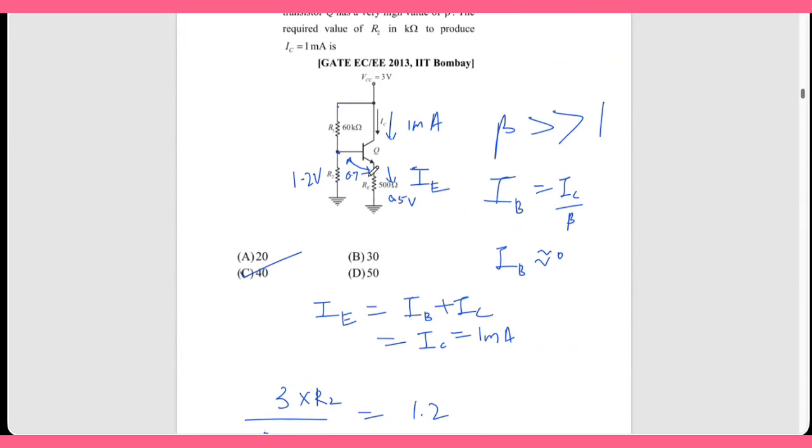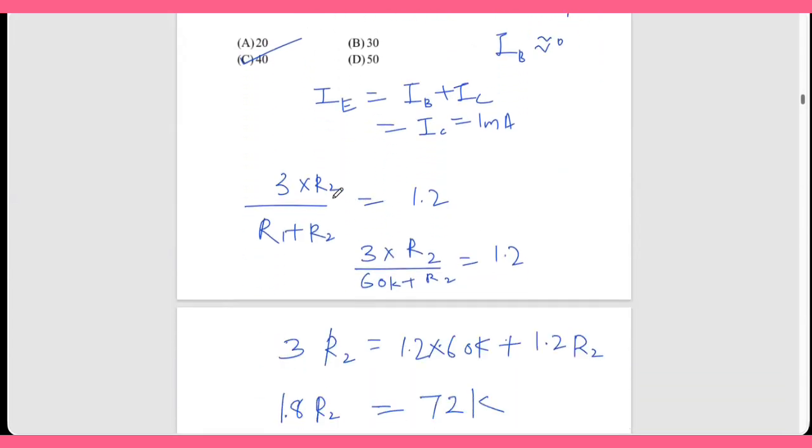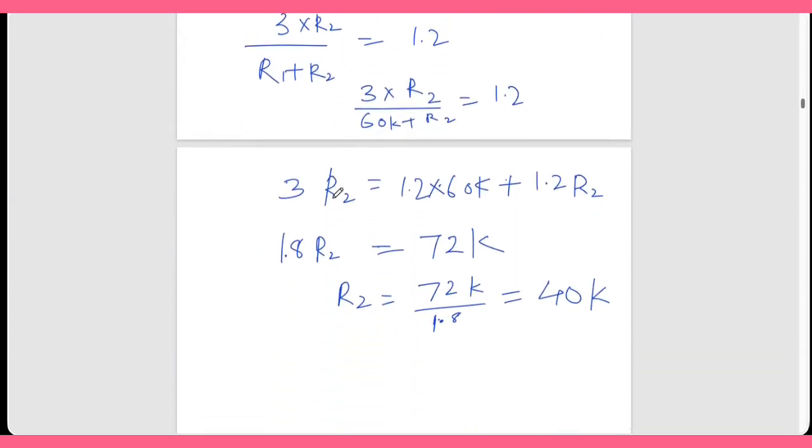So the drop across RE is IE into 500. 1 milliamp into 500 is 500 into 10 power minus 3, which is 0.5 volt. The VB is 0.7, so 0.7 volt plus 0.5 volt is the voltage across R2. So that is 3 into R2 by R1 plus R2 is 1.2 volt. We know R1 and we solve it and we get R2 as 40 kilo.